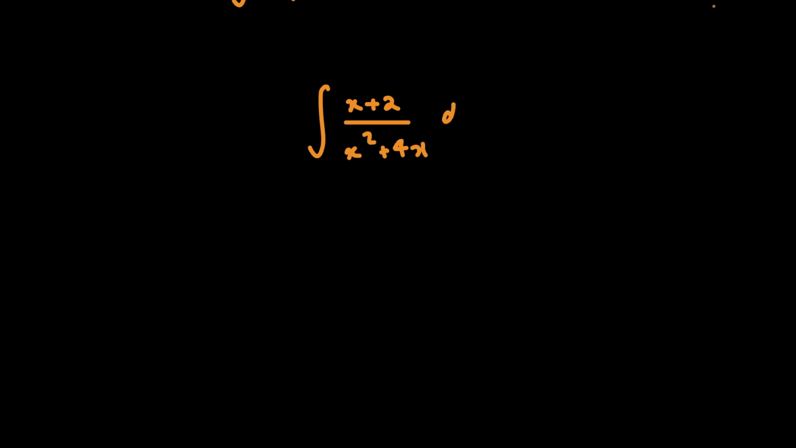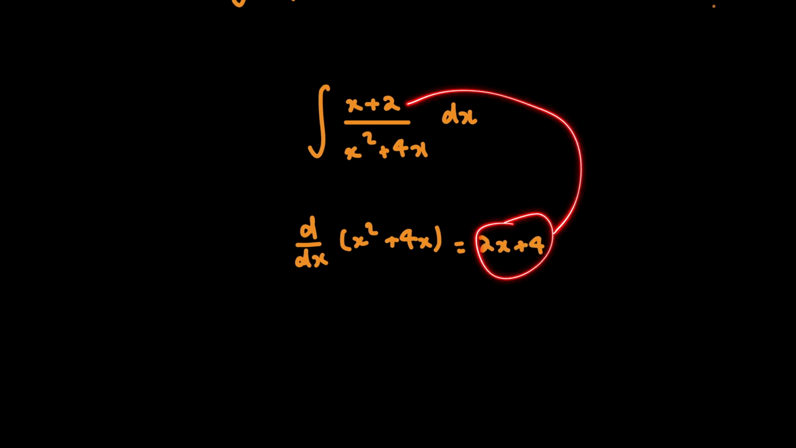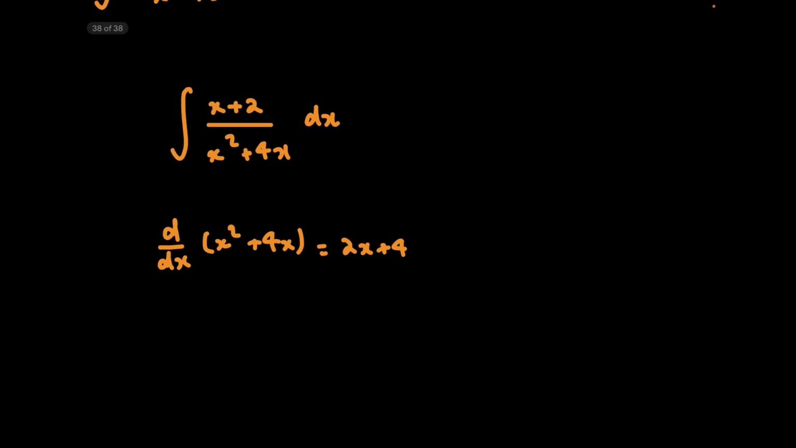Pause the video and have a go yourself. Well, what is the derivative of the denominator? The derivative of the denominator, x squared plus 4x, is simply equal to 2x plus 4. And do we have 2x plus 4 on the numerator? Not really, but if I times my entire numerator by 2, I will. Right? So I can literally just times everything by 2 and everything is all very nice for me.